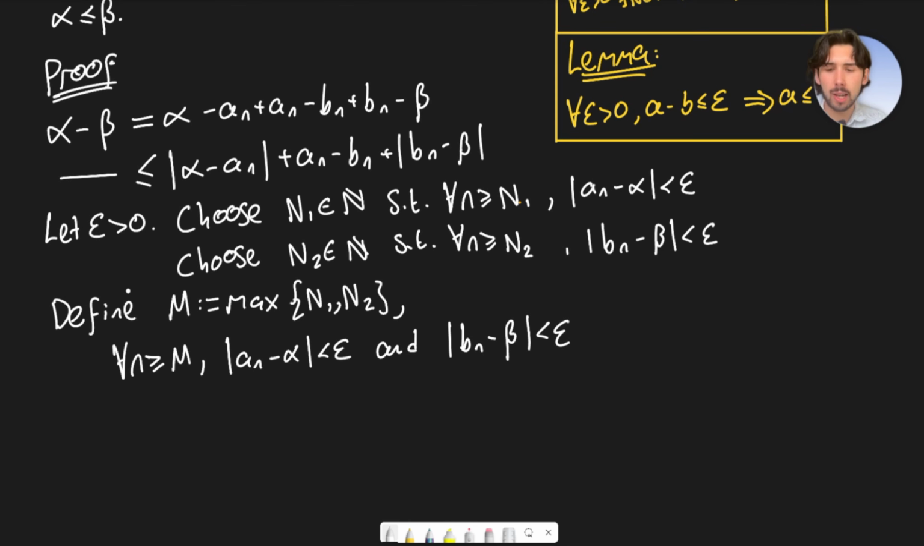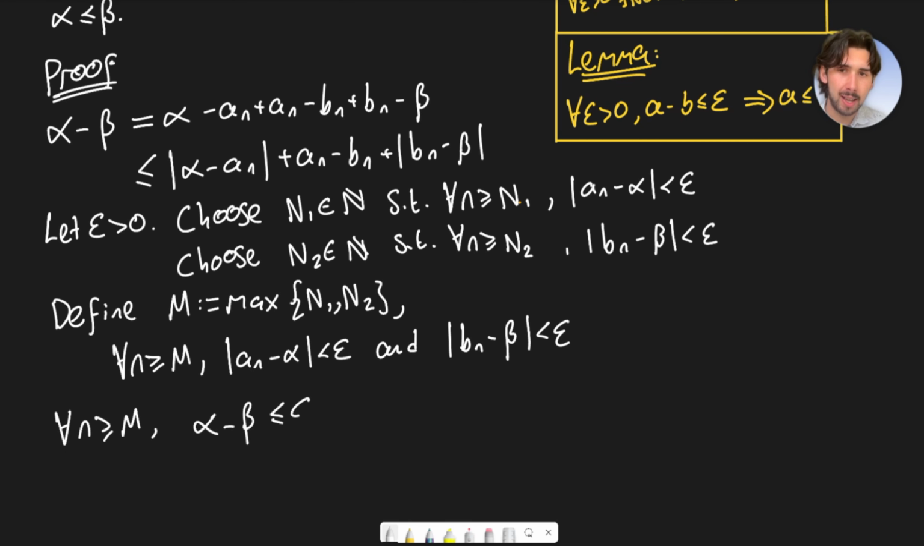Because I'm now looking at all n bigger than N, I can say that the modulus of alpha minus beta is less than or equal to the modulus of alpha minus a_n. That's the same thing as a_n minus alpha, right? So if I'm looking at a value of lowercase n bigger than or equal to capital N, that is going to be less than epsilon.